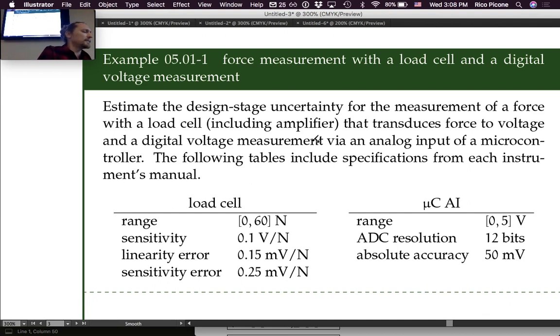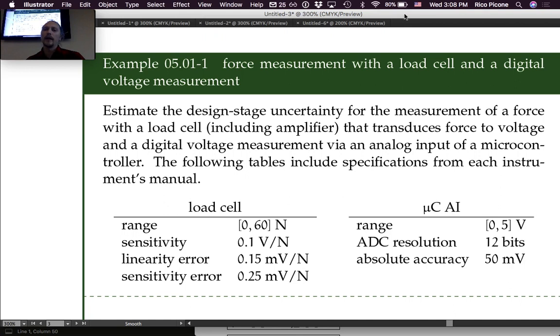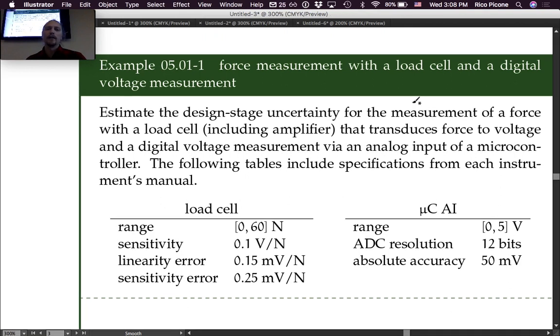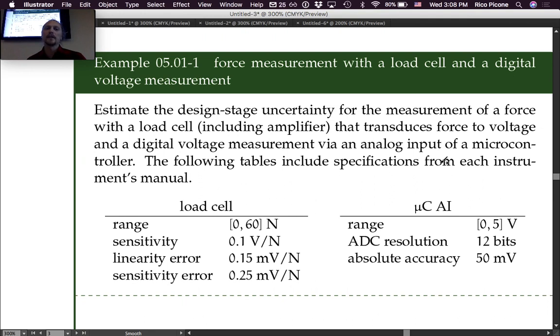So let's do that. Force measurement with a load cell and a digital voltage measurement. So we want to estimate the design stage uncertainty. What was that again? Design stage uncertainty?